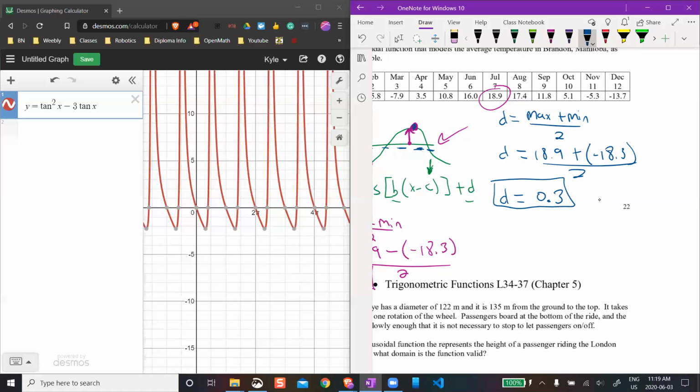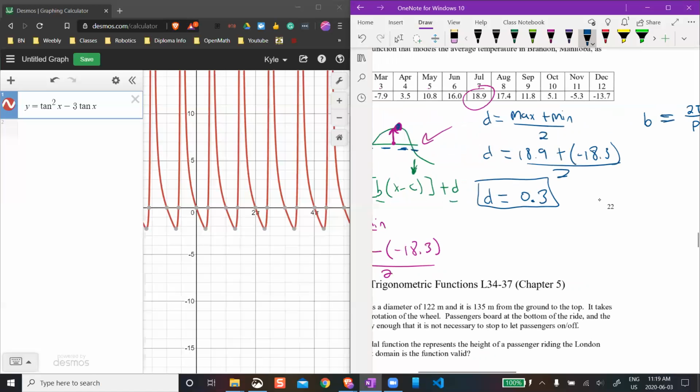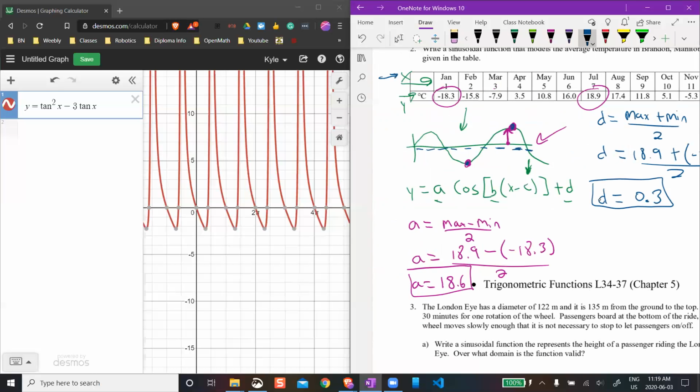Next, I'm going to find my B value. The B value relates to the period of the function, so this is a good one to know. B is equal to 2 pi over the period. Now what do we mean by period? The period deals with our x values. On our graph here, it's going to be 1, 2, 3, 4, 5, like the months going across the x-axis.